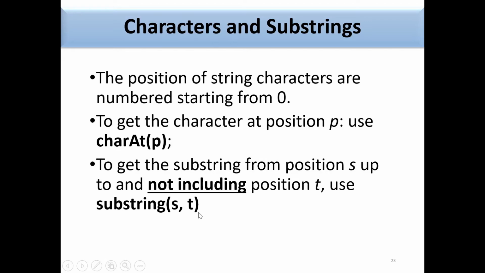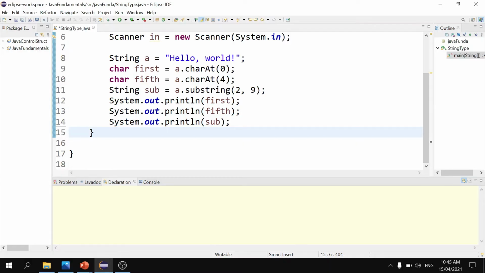So that's substring. Again, we will repeat: with charAt, you get the index or the location of the character. And when you say substring, it's a string, another string you form out of the given string, starting from that S location up to the T location without including the T character. We have here an example of charAt and substring.